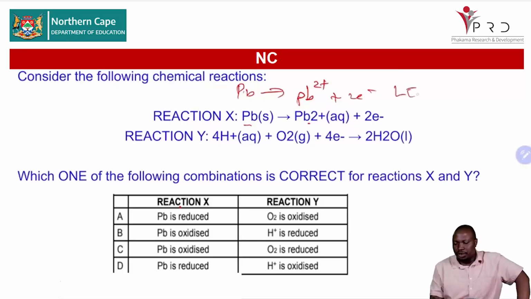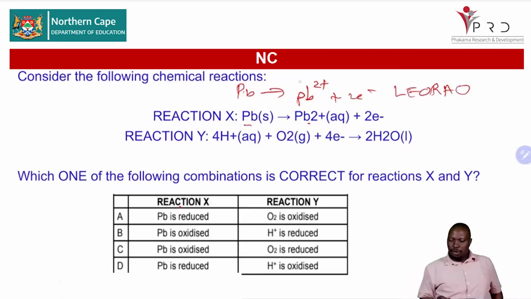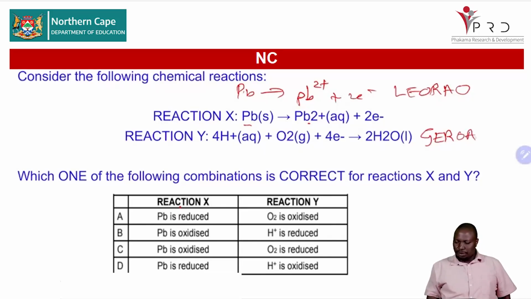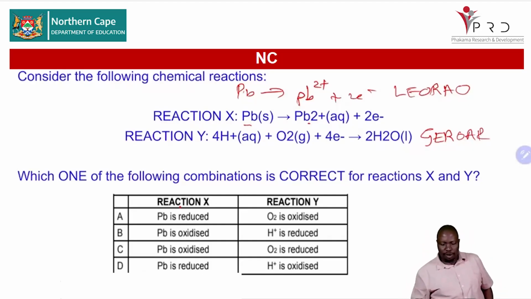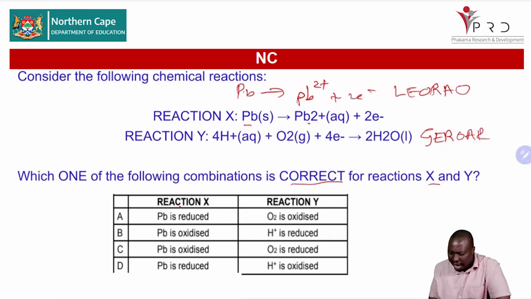And we said loss of electrons is oxidation, which means Pb is our reducing agent, and our reducing agent is oxidized to Pb2+. You can see that. And here we are having gaining of electrons, which is a reduction, which is our oxidizing agent, which is now reduced. So those are the half reactions that were given. Now, which one of the following combinations is correct for reaction X and Y?